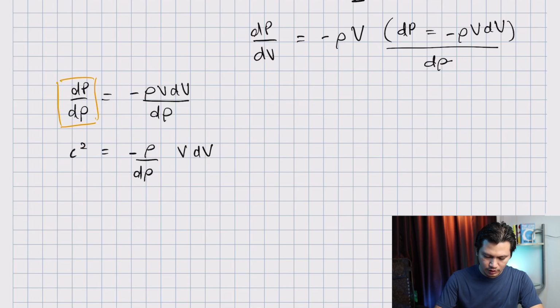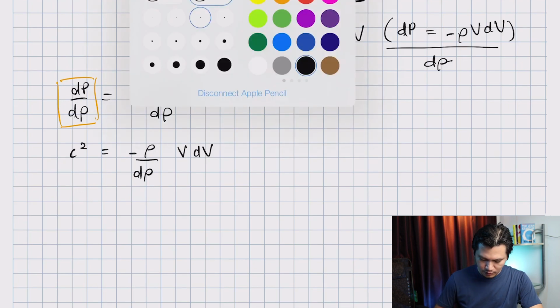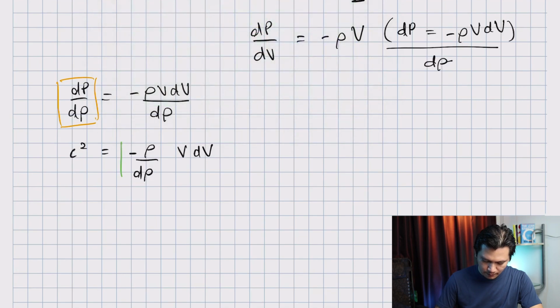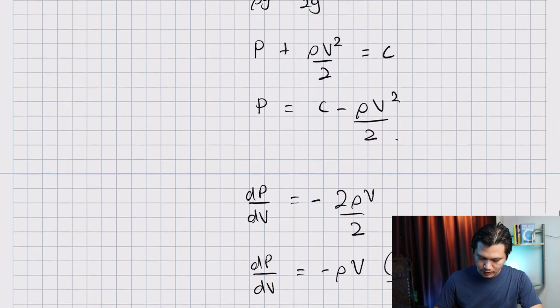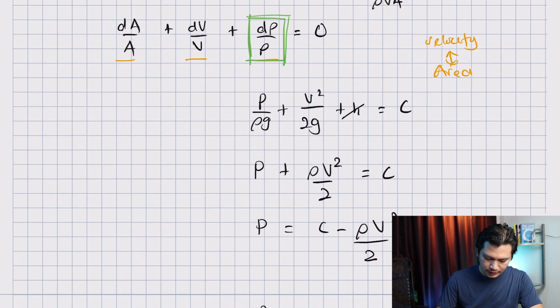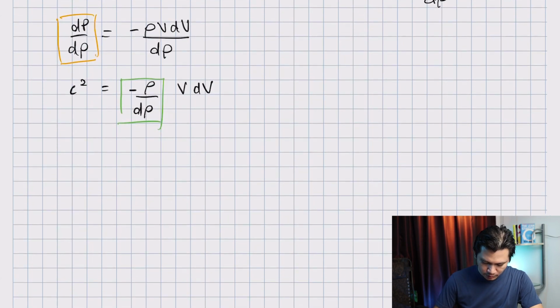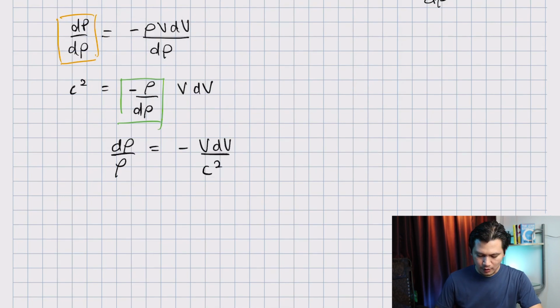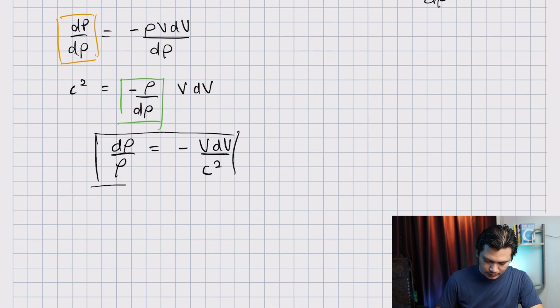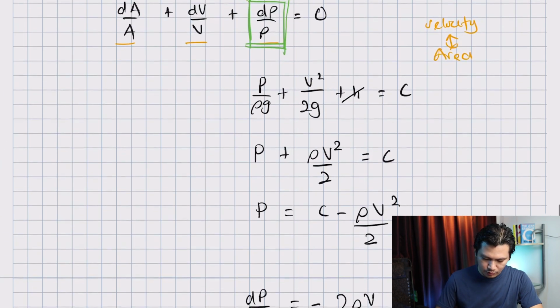Okay, and we are also looking for the replacement of d rho over rho, and this is a suitable replacement to put here. So now we are looking for d rho over rho. Let's do this in black. So d rho over rho is equal to minus V dV over C squared. Okay, and this is quite an important relationship, and I'm just going to write this equation again here at the bottom.